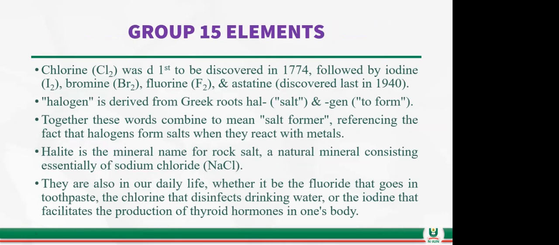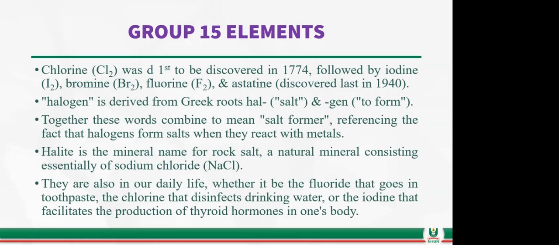The Group 17, sorry, that heading should be Group 17 elements. The first of it is fluorine. In the second period of that Group 17, we have fluorine. In the third period, we have chlorine. In the fourth period, we have bromine. In the fifth period, we have iodine. In the sixth period, we have astatine.